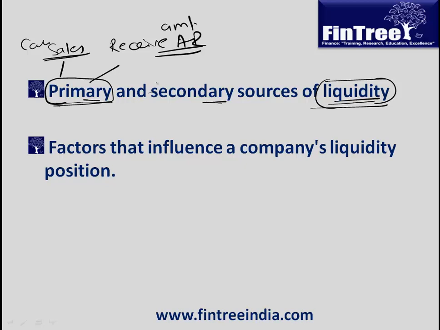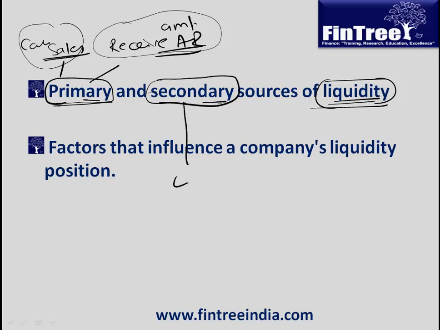Whereas you come to a scenario where primary source is not sufficient. Let's say that you have to make payment of a liability, but you have not made enough sales, neither have you received any money from these guys. In that case, you might be required to probably take a loan, or you might be required to sell some of your assets. So asset sales. So these sources are called the secondary sources of liquidity.